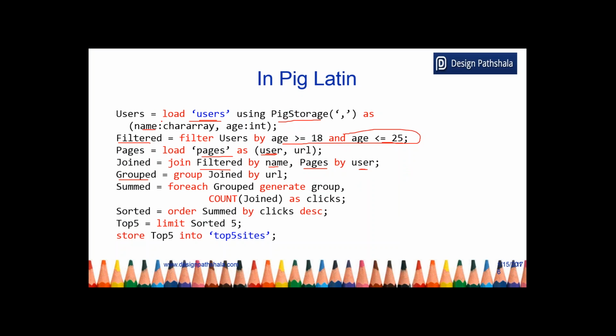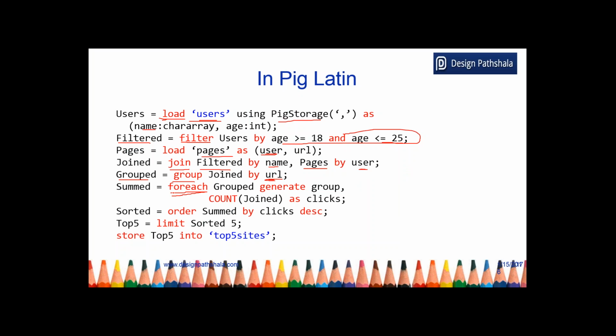So load is a keyword used to load the file. Filter is a keyword used to filter up the things. Join is a keyword used to join two different data sets. Group is a keyword used to group anything based on any of the columns. For each is basically like a for loop.